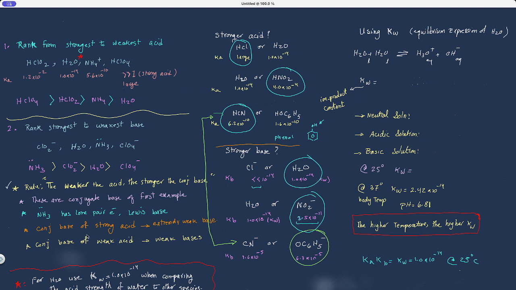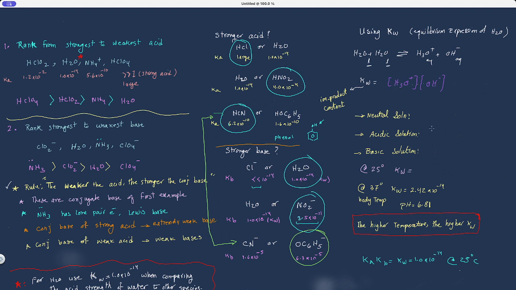Let's switch to Kw. Kw is called the ion product constant, or the topic is under equilibrium expression of water. Remember, water is amphoteric, meaning it acts both as an acid or base. I also highlighted that anything that is liquid or solid does not show up in Kw or Ka or Kb. So in this case, we only have H3O plus times OH minus. I hope you can see this color.